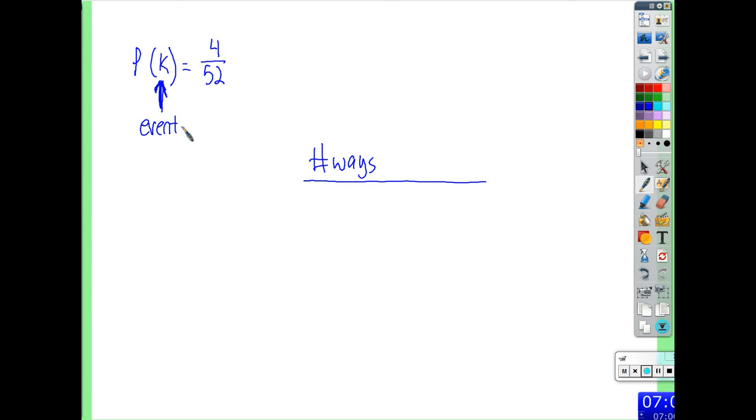Events can be simple, getting a king. They can be complex, getting a hand with at least 2 spades. That would be an event. So events can be simple to complex, but that's what we call it. Number of ways the event happens.